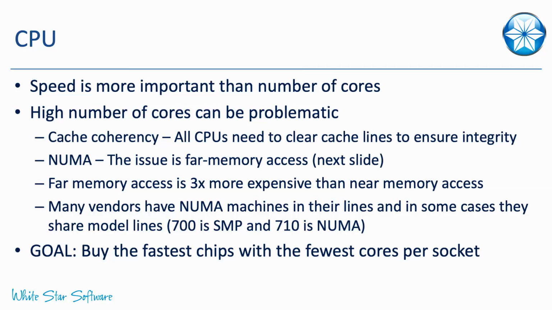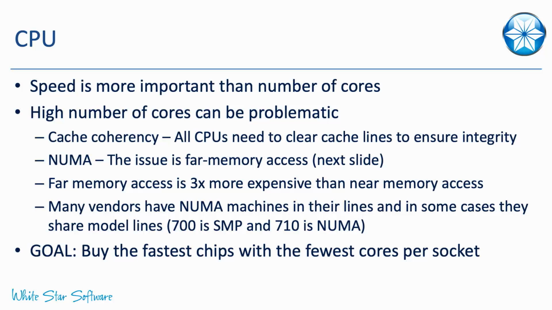So when you talk to vendors, if you see high core counts, you need to ask, is this box NUMA or is it SMP? And you need to hear the right answer. It needs to be SMP for Progress to perform best. So the goal here is to buy the fastest chips with the fewest cores per socket that you can. I buy Xeon processors, and it's amazing. You go to Dell's website, they have this huge list of CPUs, and right down at the bottom there's the one that is a gigahertz faster and has 4 cores in it. Those are the ones I like.